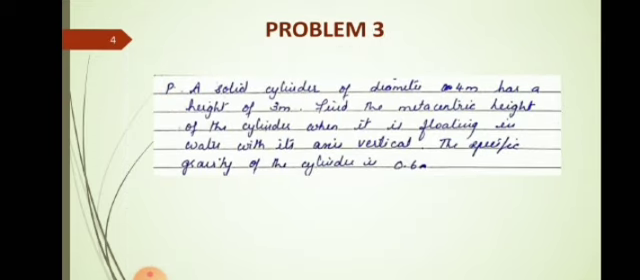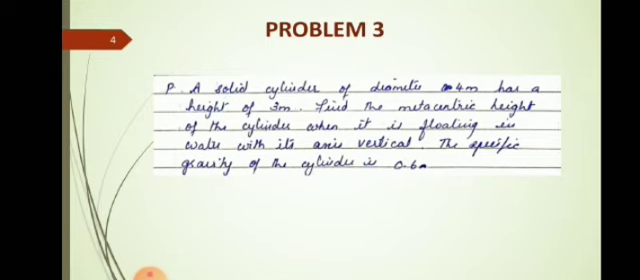Now the third problem. A solid cylinder of diameter 4 meter has a height of 3 meter. Find the metacentric height of the cylinder when it is floating in water with its axis vertical. The specific gravity of the cylinder is 0.6. So first we'll understand the question.